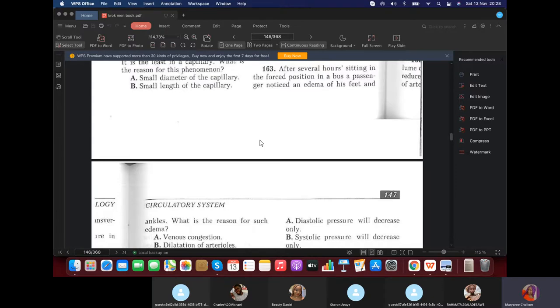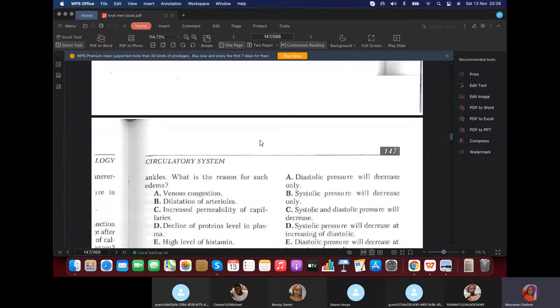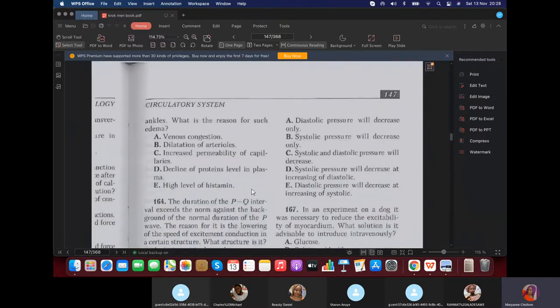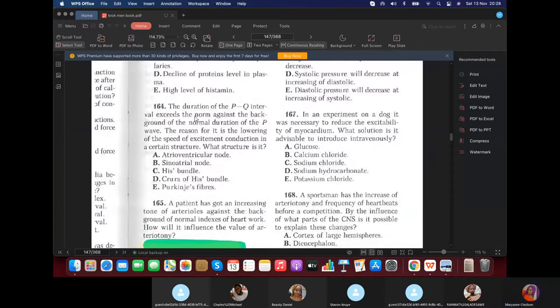So when someone's sitting in a bus for a long hour, the person is not moving their body. So the muscles are not contracting, so the blood cannot move from the leg up. That's why the person developed edema, because there was venous congestion. So there was a lot of blood in the vein. In the excretory system, I'll come back to this question again and we'll explain the mechanism.